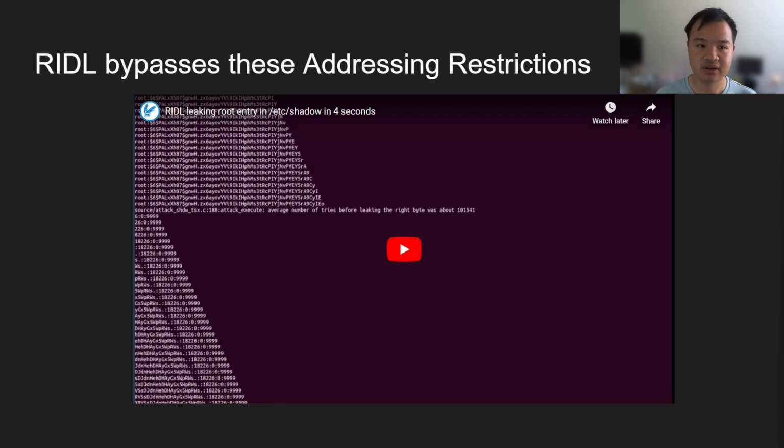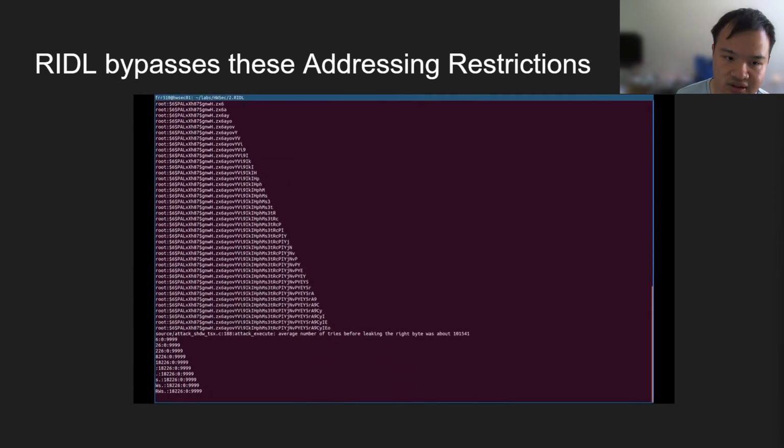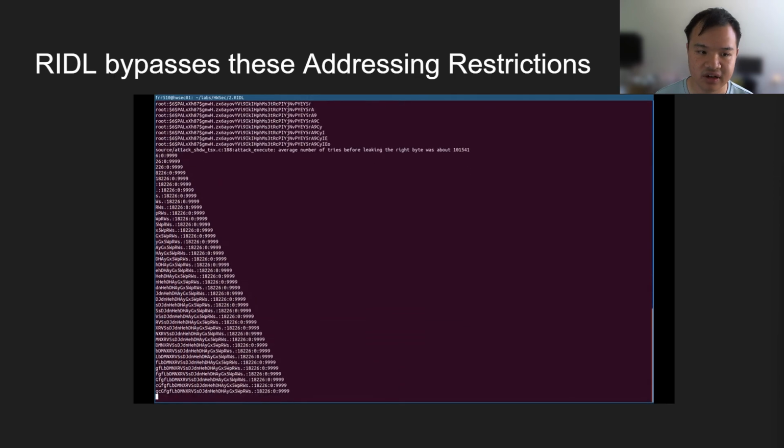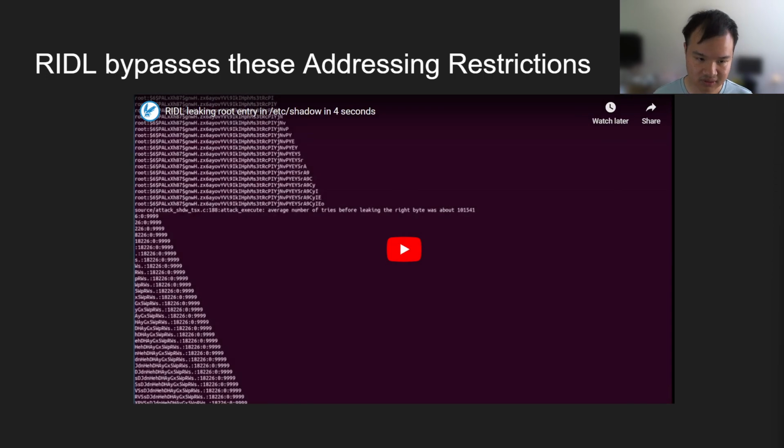Now, RIDL actually bypasses most of these defenses because it does not require that many addressing restrictions, and I'll play the video here. So basically, this is a demo where it leaks the root entry from the etc shadow file in Linux. And after they run their simulation, after the number of bytes it took to leak, they were able to successfully leak the content of etc shadow, the root entry at least.